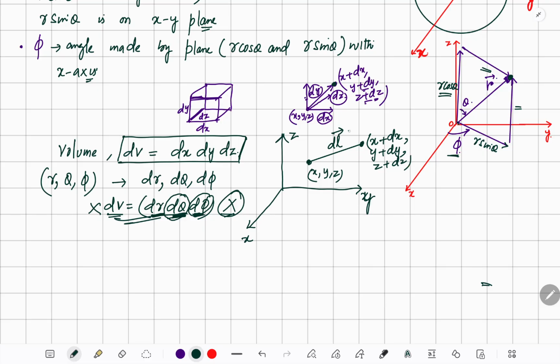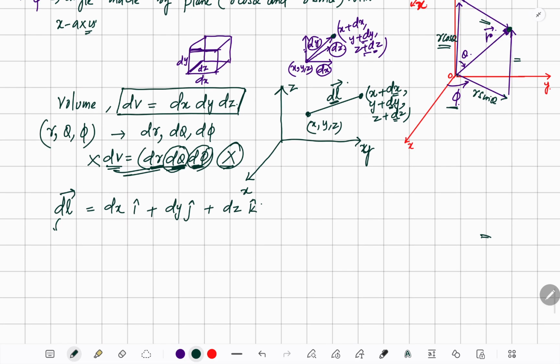Now you can represent this dl vector in the Cartesian coordinate system as dx i cap plus dy j cap plus dz k cap. You know it from high school physics. So this dl is represented by the increment in x, the increment in y, and the increment in z. This is called the infinitesimal length element, or length vector, in the Cartesian coordinate system.